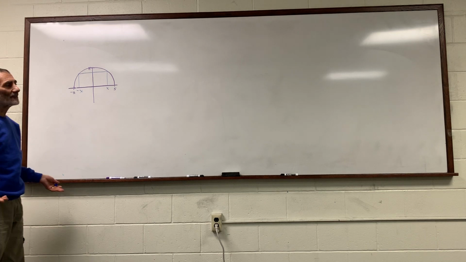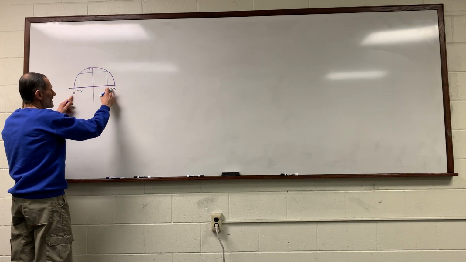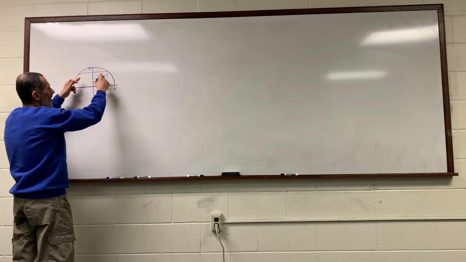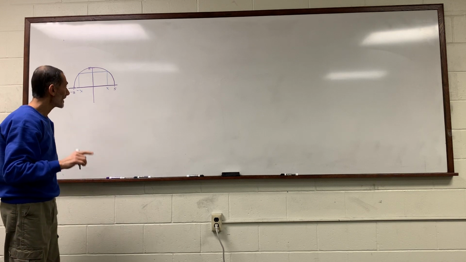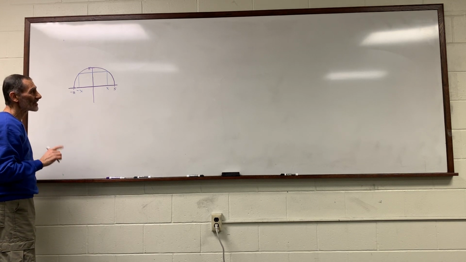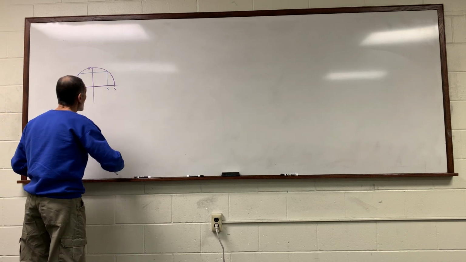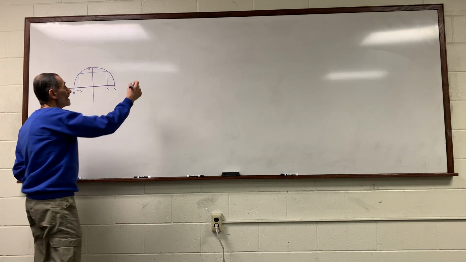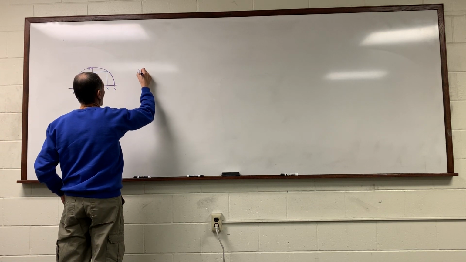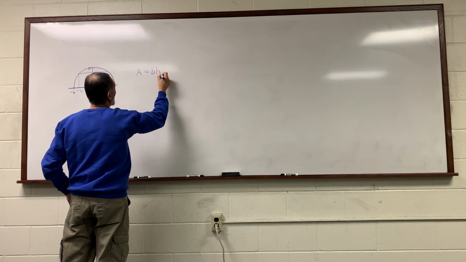Now, there are an infinite number of rectangles that can be drawn in this way. Some wider than others, some narrower, some taller, some shorter. Only one of them will have a maximum area. How do we find that rectangle? Well, first of all, we have to find a formula for the area of a rectangle. Let's start with the basics. The area of a rectangle is the base times the height.